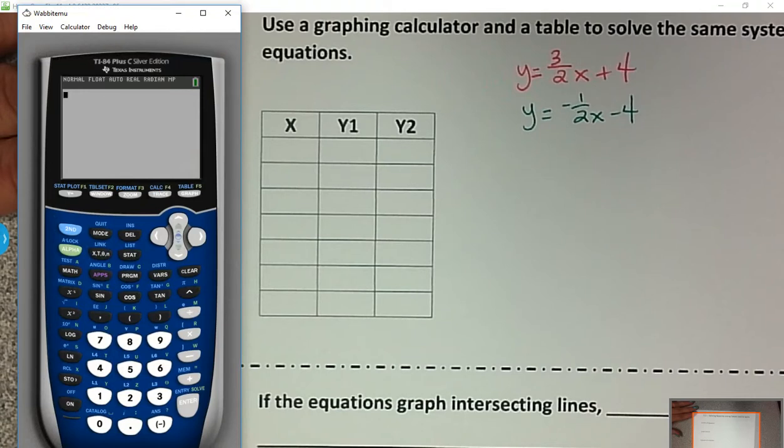So let's check my mode real quick. Okay, all of that looks good. So then y equals 3 over 2 x plus 4. Then I want to go down and use y equals -1/2 x minus 4. And I can press graph, and it should look like the graph that we did together.